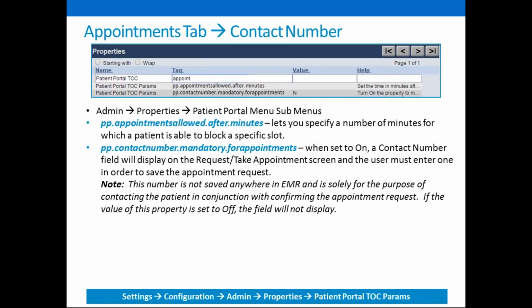So like if your end of day is 5, you don't want a patient to book an hour-long appointment at 4:30, then you could set this for 30 minutes. And if the patient tries to book an hour-long appointment at 4:30, it will give them an error and they won't be able to do so.